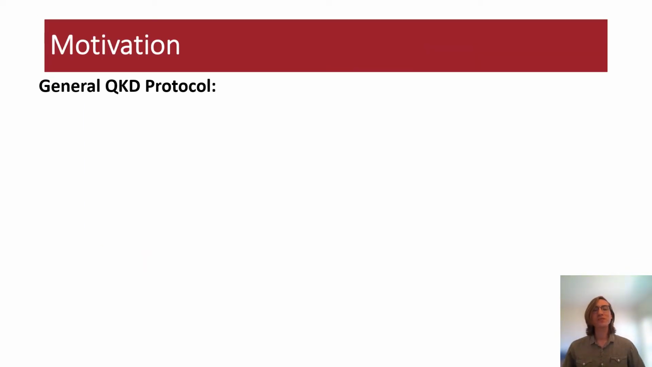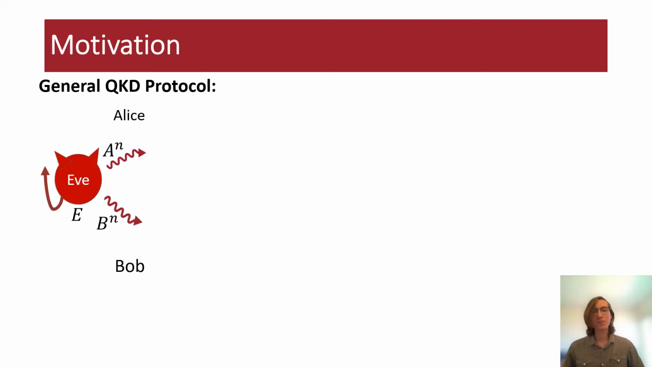So how do we motivate this work? Well, one way of looking at the general QKD protocol is the following sequential setup. Eve constructs some joint state, rho A_n B_n E. E she's going to hold on to. You can think of that as the purification space, and then she'll send the A_n space to Alice, and the B_n space to Bob.